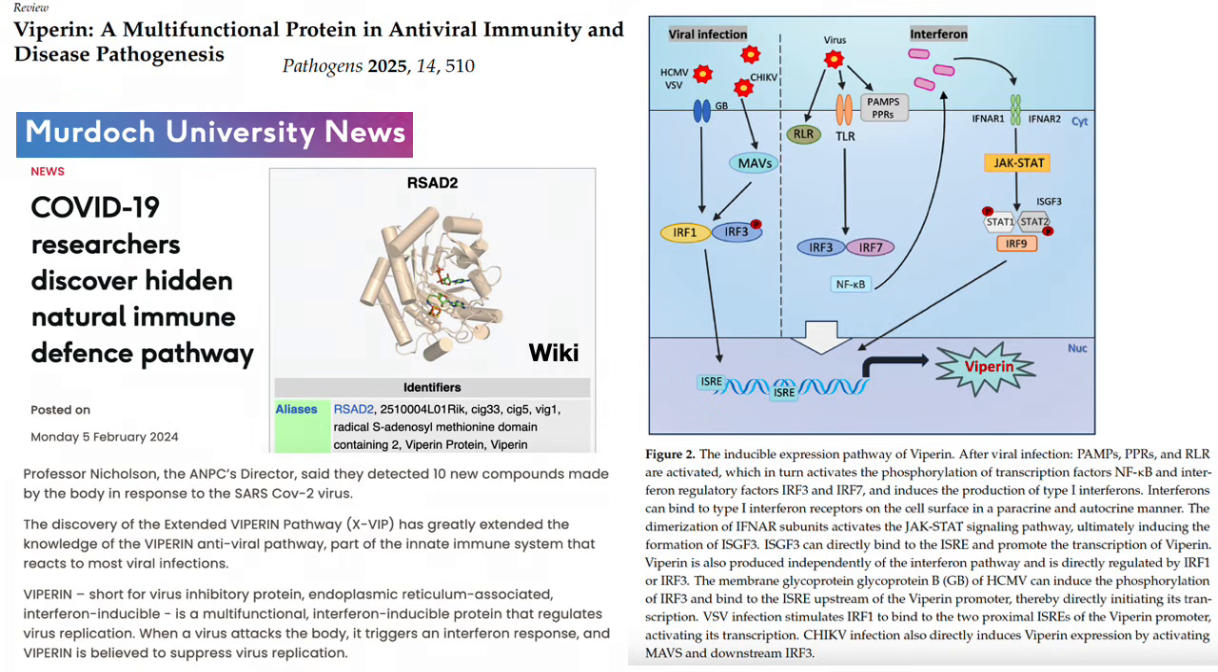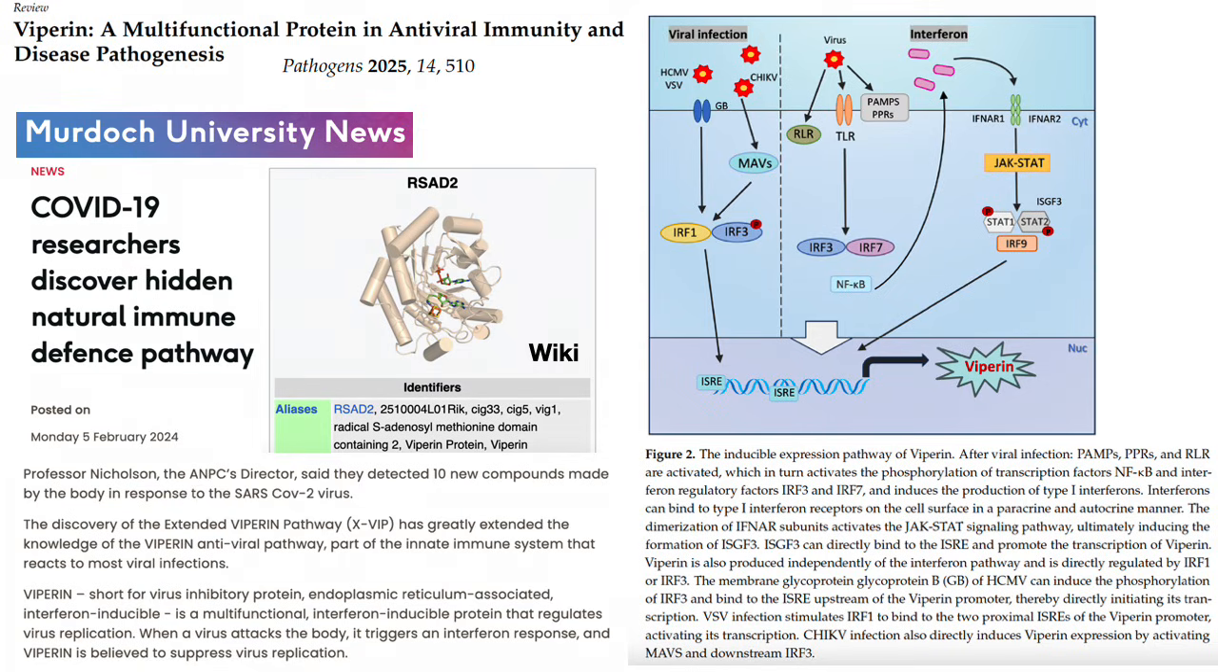Professor Nicholson, the ANPC's director, said that they detected 10 new compounds made by the body in response to the SARS-CoV-2 virus. Sidebar comment. These are metabolites being generated by the enzymatic actions of viperin. The discovery of the extended viperin pathway, XVIP, has greatly extended the knowledge of the viperin antiviral pathway, part of the innate immune system that reacts to most viral infections.